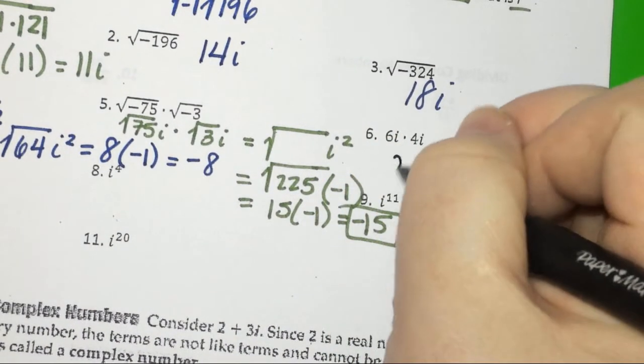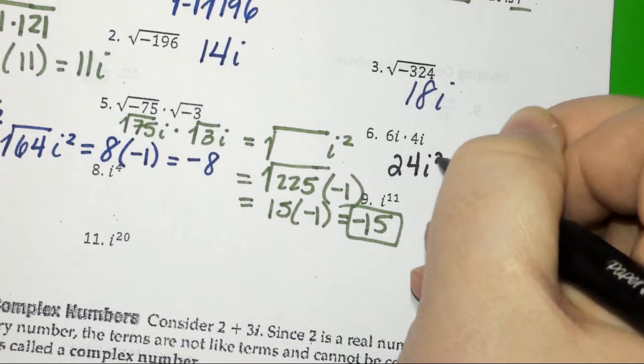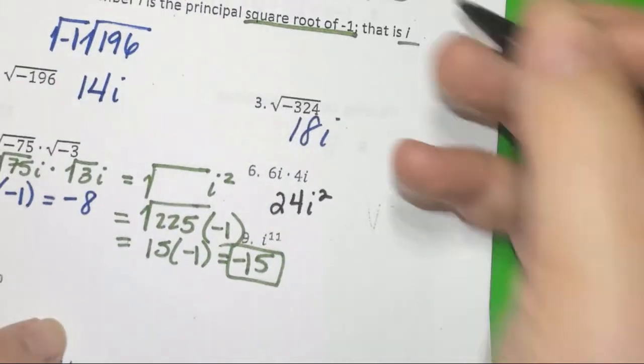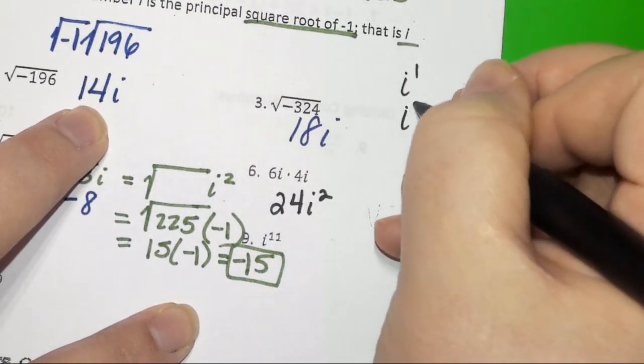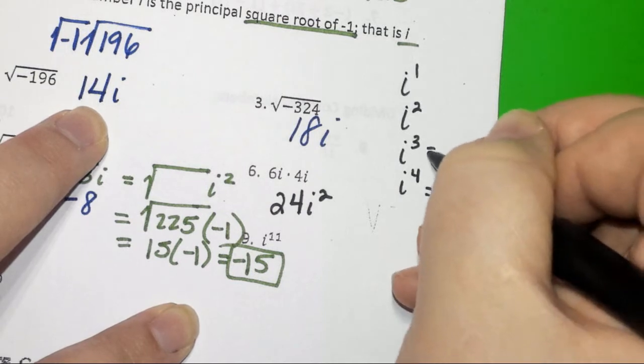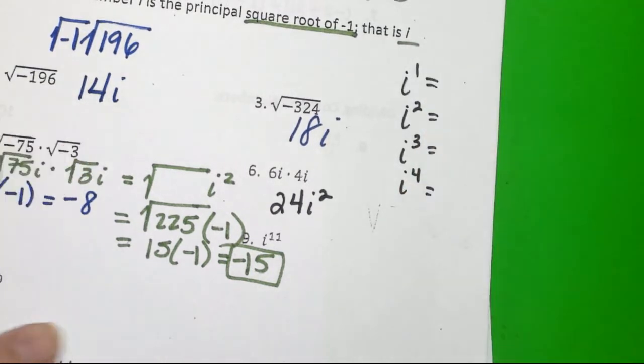6 times 4 is 24. It's 24i squared. Well, just a reminder, because I know you slept since then, you need to know i out of the 1st, out of the 2nd, out of the 3rd, and out of the 4th. We explained why each was each yesterday.